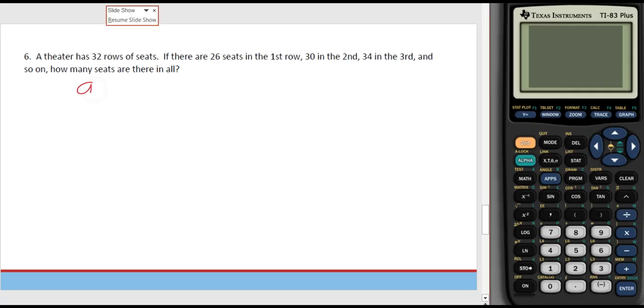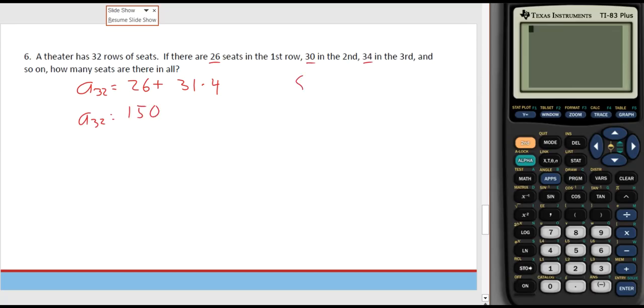So A32, row 32, is equal to the front row plus n minus 1 times the common difference of 4, right? It's increasing by 4: 26, then 30, then 34. So plugging that into my calculator, I would get that there are 150 seats in that back row.